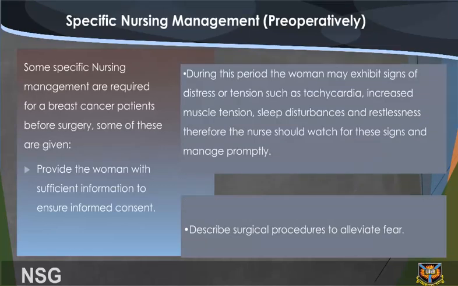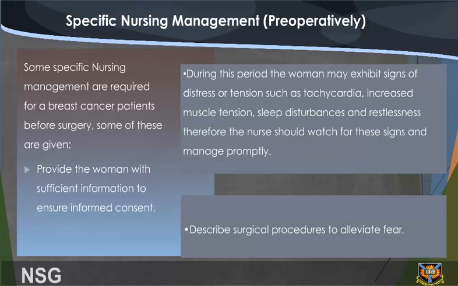Specific nursing management, preoperatively. Some specific nursing management is required for a breast cancer patient before surgery. Some of these are given. Provide the woman with sufficient information to ensure informed consent. During this period, the woman may exhibit signs of distress or tension, such as tachycardia, increased muscle tension, sleep disturbances, and restlessness. Therefore, the nurse should watch for these signs and manage promptly.